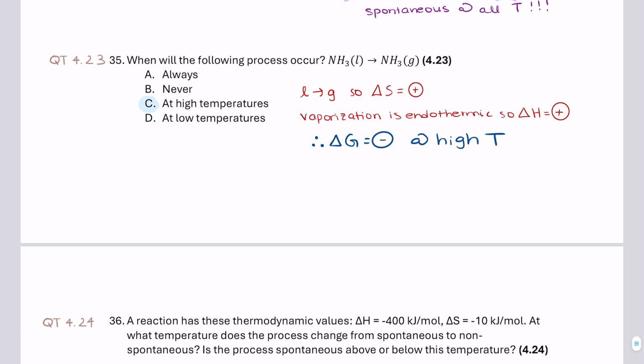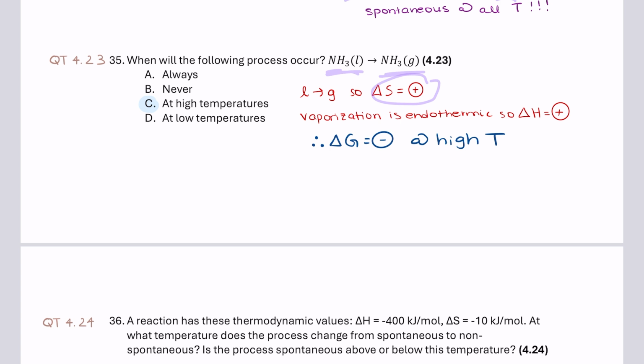Problem 35 says, when will the following process occur? We go from liquid ammonia to gaseous ammonia. So with that in mind, let's think about the entropy change first. We're going from a liquid to a gas. And when a substance goes from a liquid to a gas, the molecules move further apart and they become more disordered. Gases are much more disordered than liquids, so that transition results in an increase in entropy. That means delta S is positive.